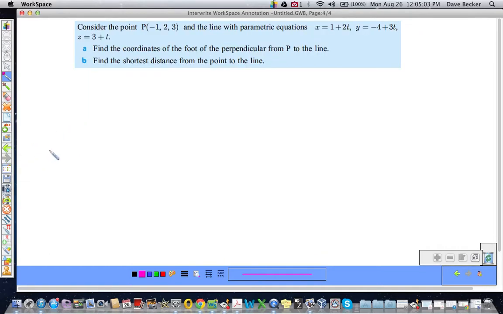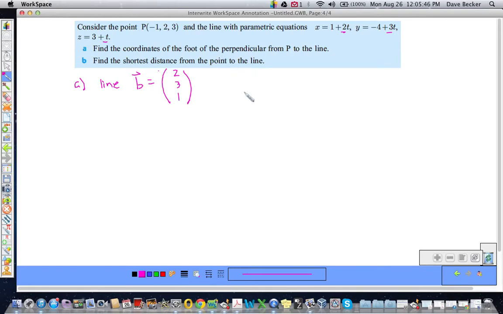Last example. Consider the point P, negative 1, 2, 3, and the line with parametric equations, blah. Find the coordinates of the foot of the perpendicular from P to the line. We're making sure you get lots of practice here. Okay, so this is part A. This line has direction vector B of 2, 3, 1. Where did I get that? Those are the coefficients of my t's in my parametric equation.